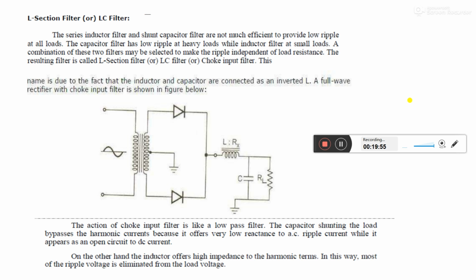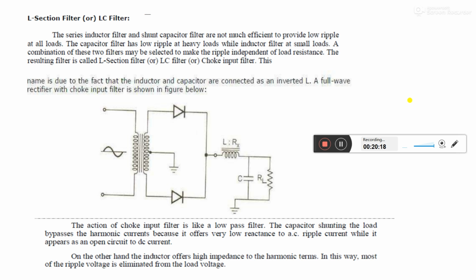What happens over here? The inductor opposes the AC component by offering high resistance, and it passes the DC component by offering low resistance. Due to this, only the DC component is passed towards the output, which is connected with a capacitor.